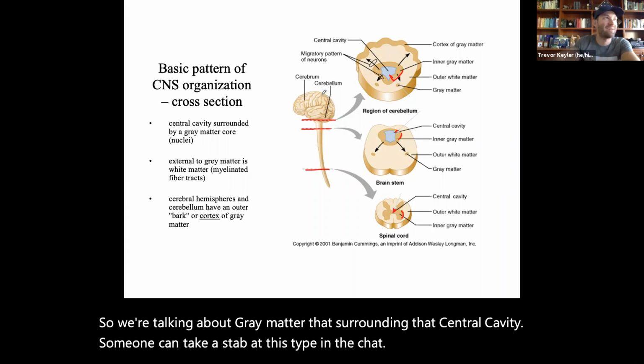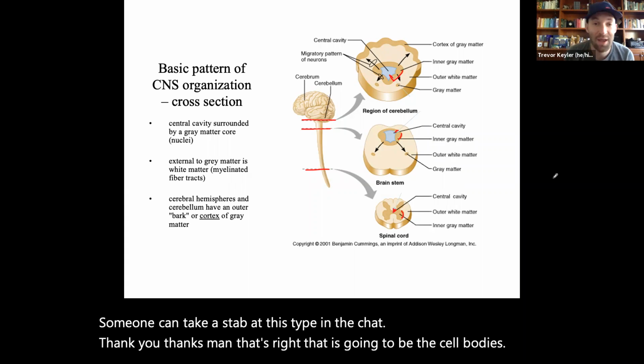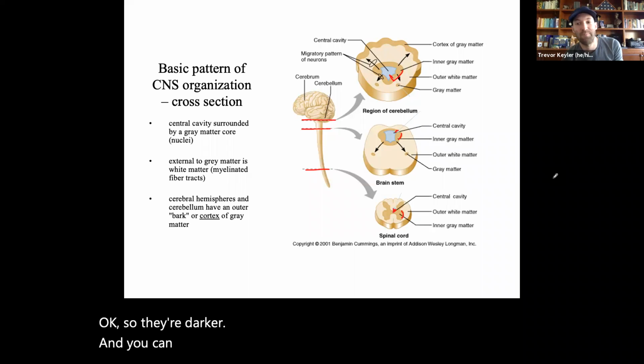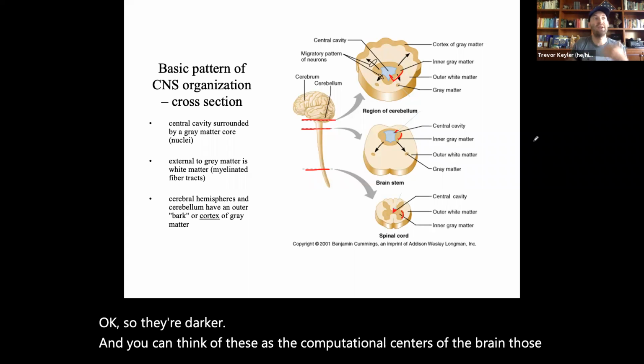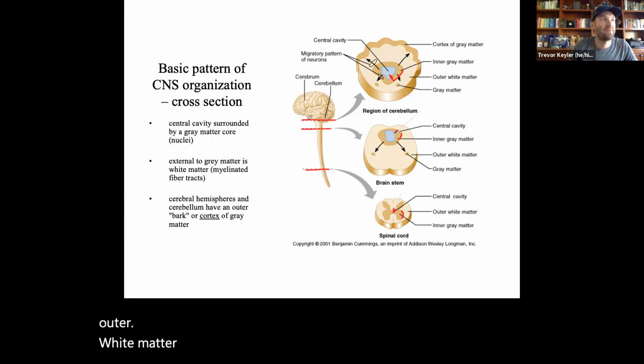Thank you. Thanks, Matt. That's right. That is going to be the cell bodies. They're darker, and we can think of these cell bodies as the computational centers of the brain. And then next to that, you can see we have this ring of outer white matter within all these different sections of the CNS.